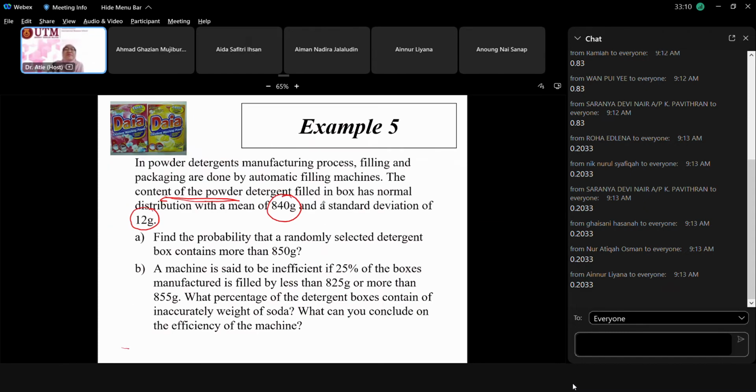A machine is said to be inefficient if 25% of the boxes manufactured are filled by less than 825 gram or more than 855 gram. After we find the probability, we need to convert it into a percentage. Then we need to look at what percentage of the detergent boxes contain an inaccurate weight of soda.